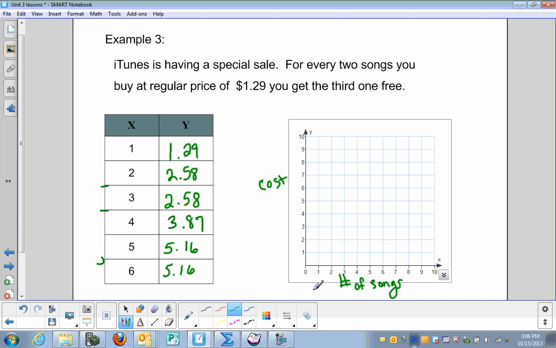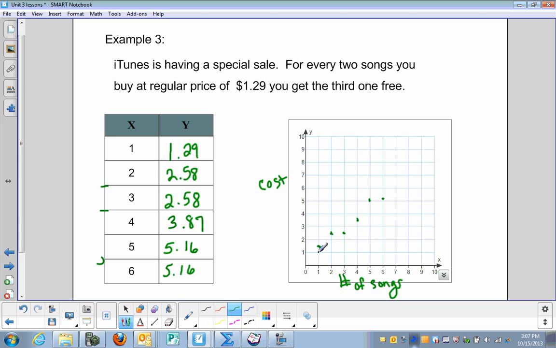Now let's represent it on a graph. X is 1, Y is $1.29. X is 2, $2.58. X is 3 is also $2.58. 4 songs goes up to $3.87. 5 songs goes up to $5.16. And 6 songs is at $5.16.